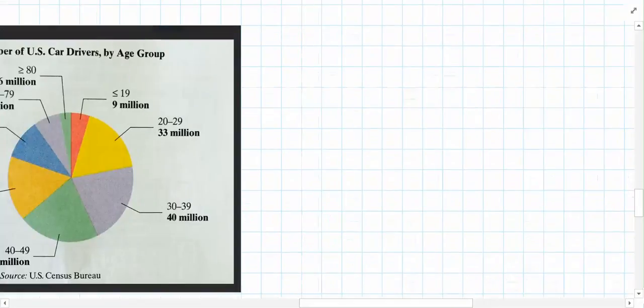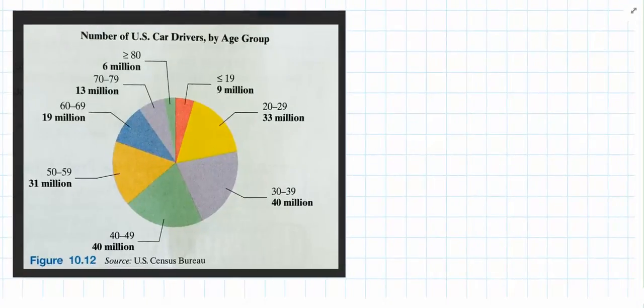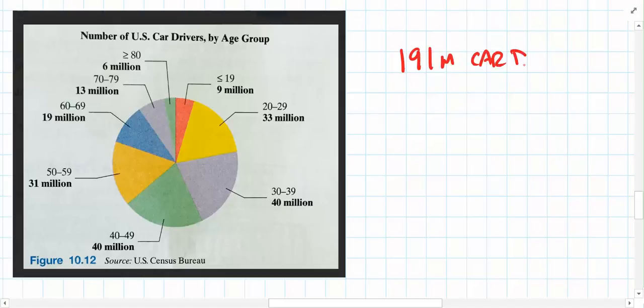It says the circle graph in this figure shows the distribution by age group of 191 million car drivers in the U.S. So I'll write that down. 191 million car drivers in the U.S. Holy cow, that's a lot of car drivers. It says this: if one driver is selected randomly from this population, find the probability that the person is not in the 20 to 29 age group.